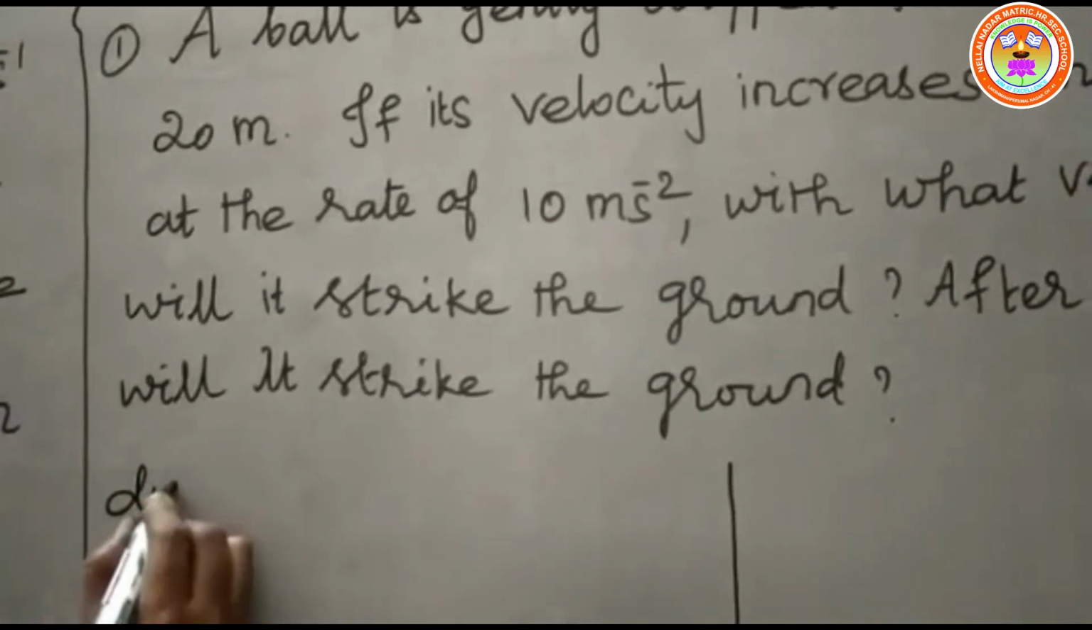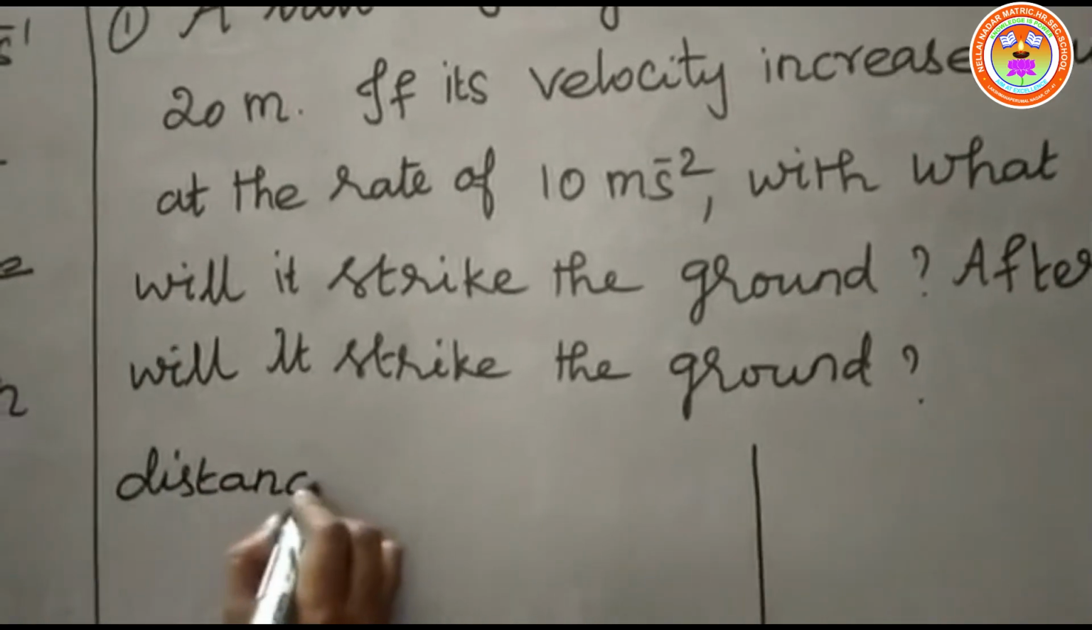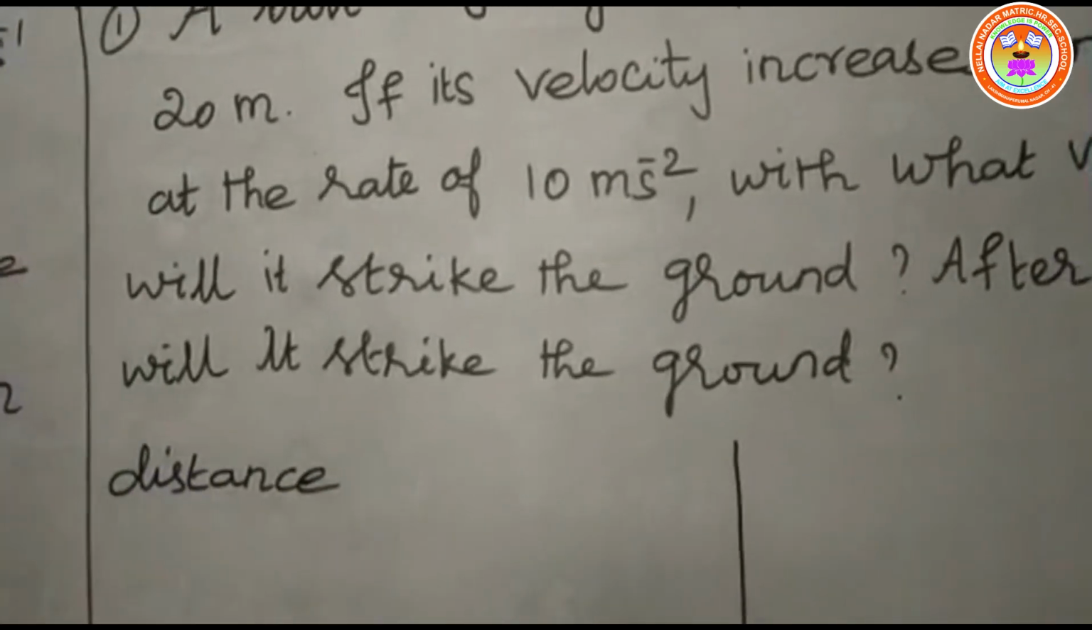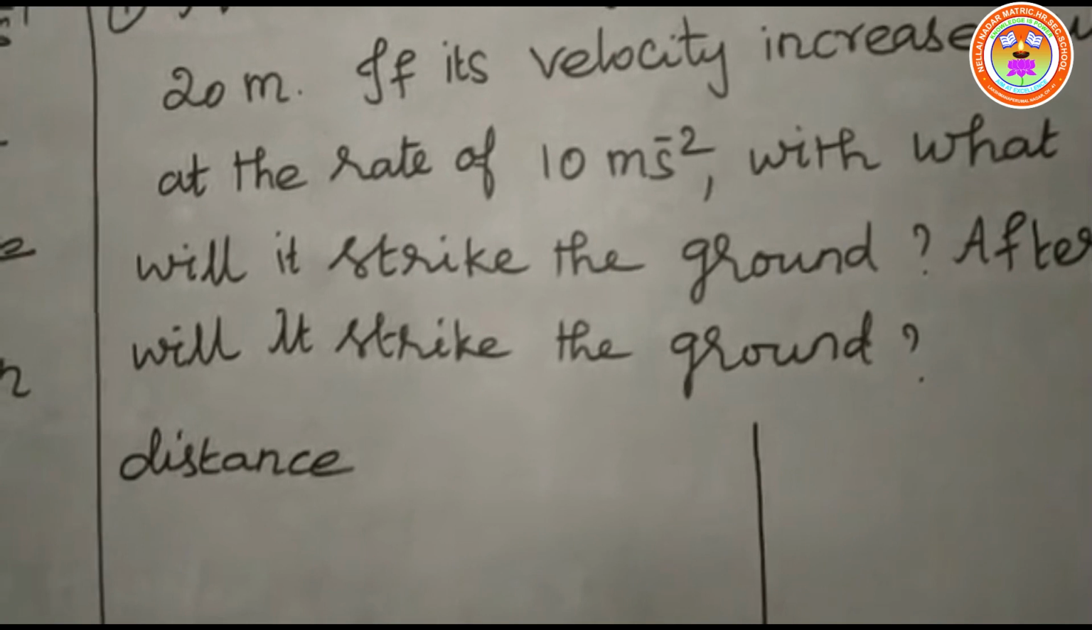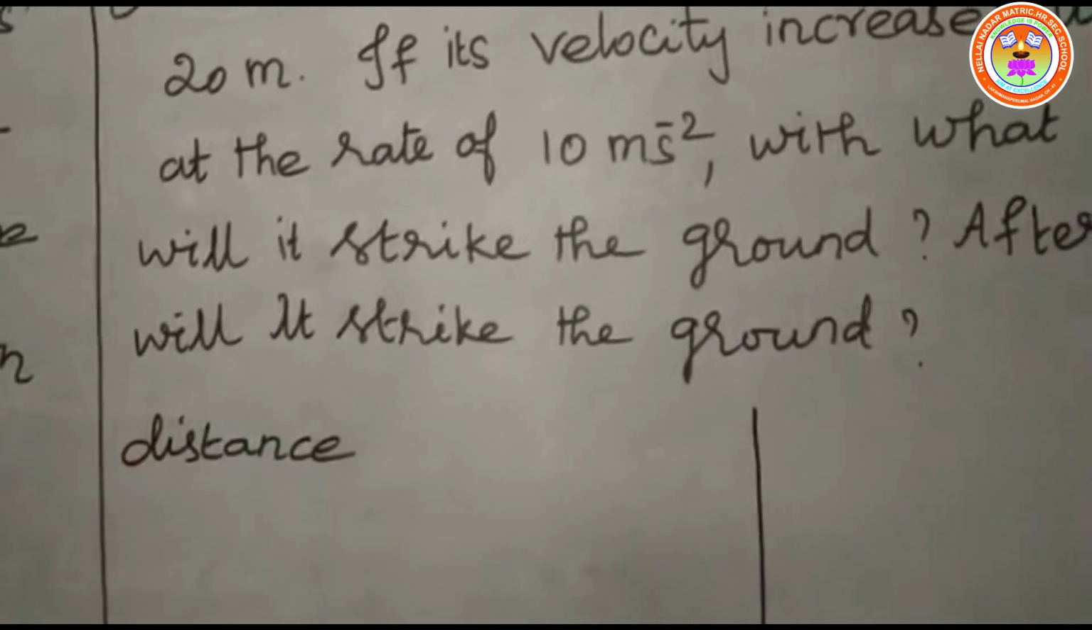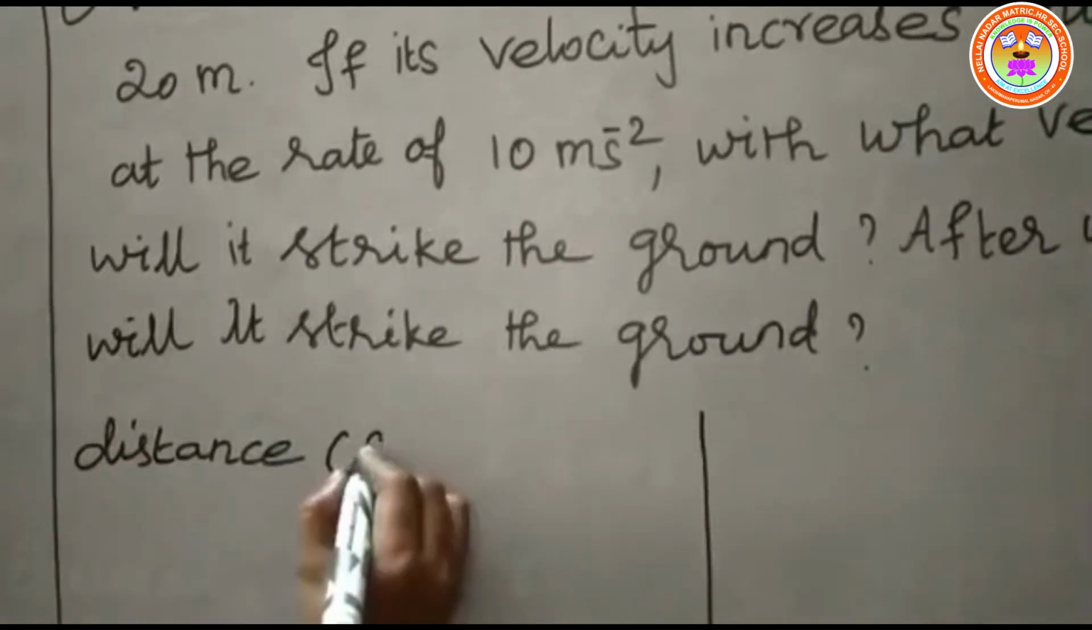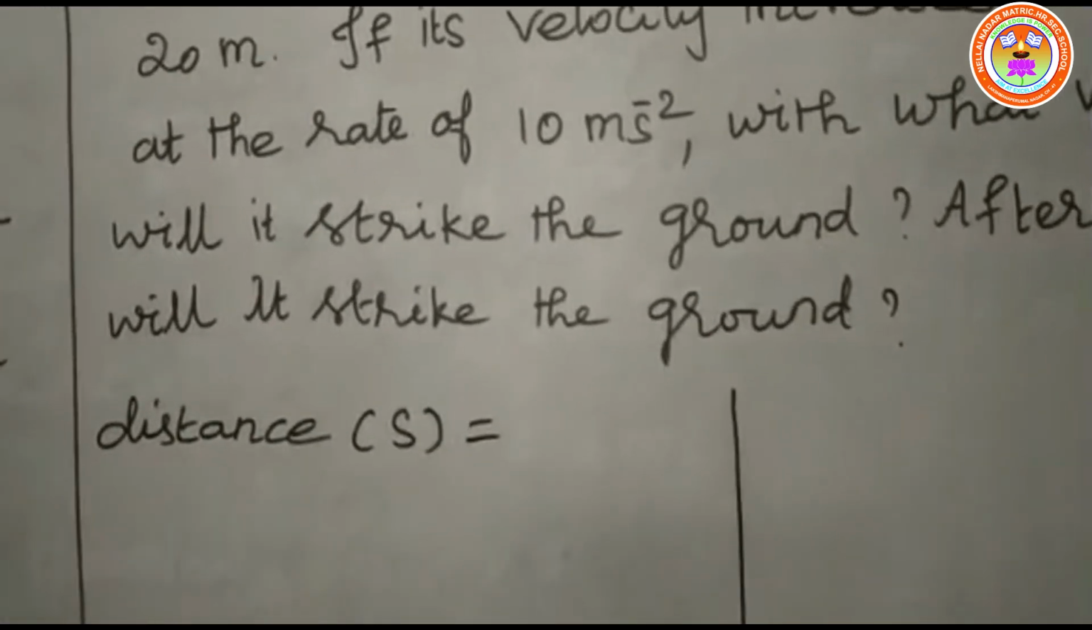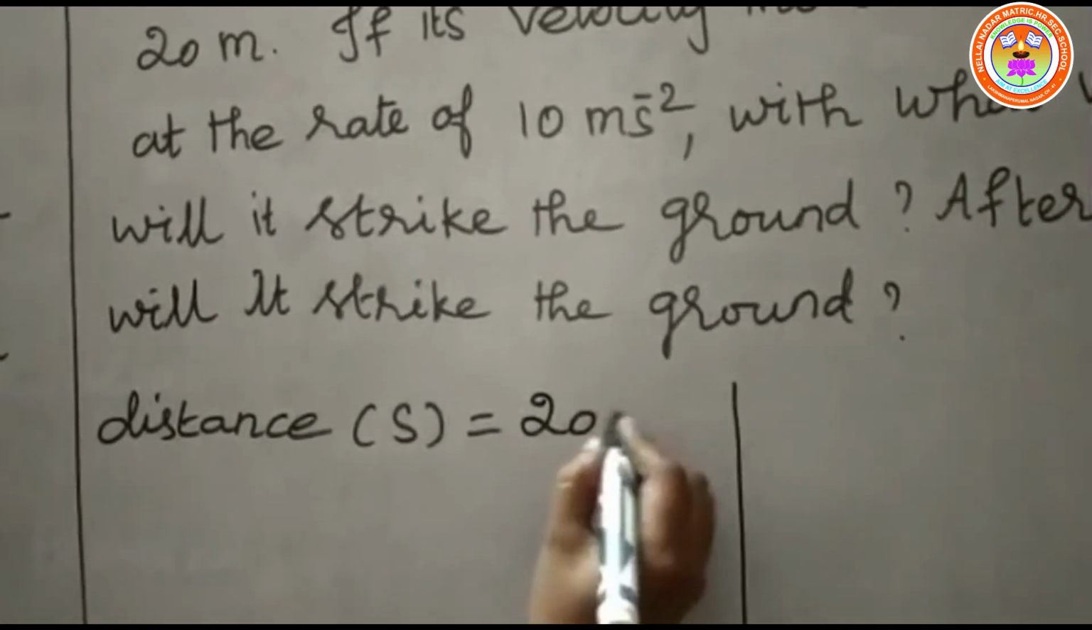First, what is given? The distance is given. Distance is nothing but the height of the building. Let us consider the ball is dropped from a particular building. So the distance value is given. Already we know the distance symbol: S equals 20 meters.